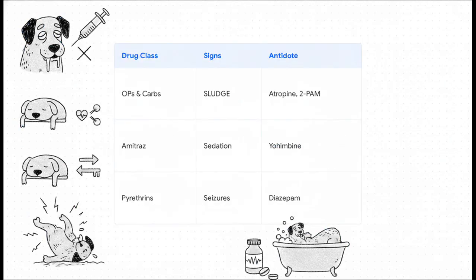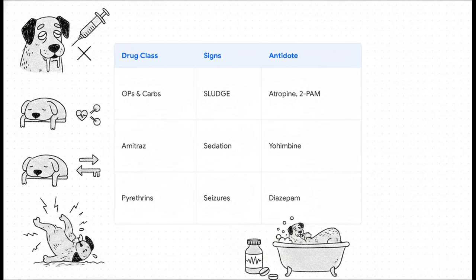These are your lifelines. For OPs and carbamates presenting with those classic SLUD signs, you immediately reach for atropine to block the muscarinic effects. If you know it's specifically an organophosphate, you also add 2-PAM to try and break that irreversible bond we talked about earlier. For Amitraz intoxication, which causes severe sedation and bradycardia, you need alpha-2 antagonists, so things like yohimbine or atipamezole.